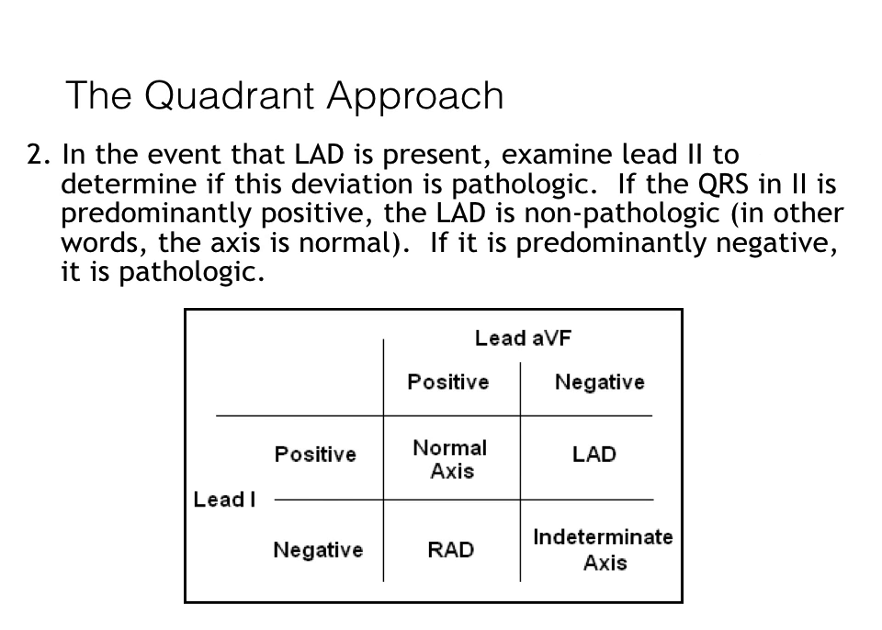If left axis deviation is present, examine lead II to determine if the deviation is pathological or not. If the QRS in lead II is predominantly positive, then the LAD is non-pathological. In other words, the axis is normal. If it is predominantly negative, it is pathological.